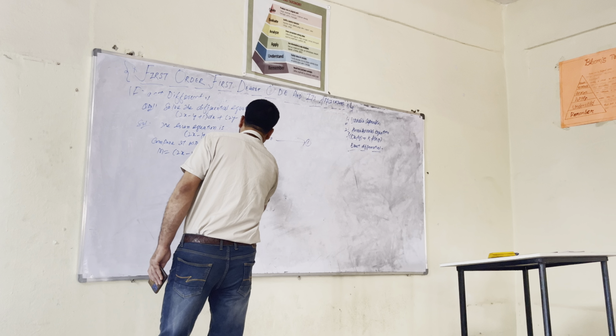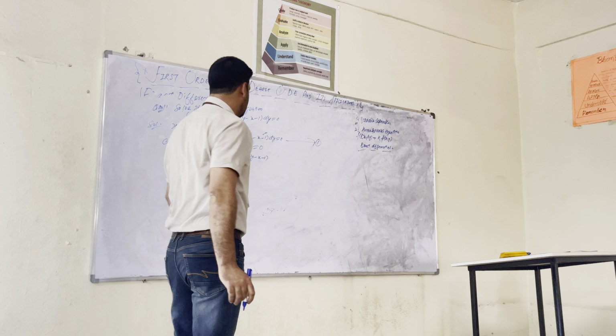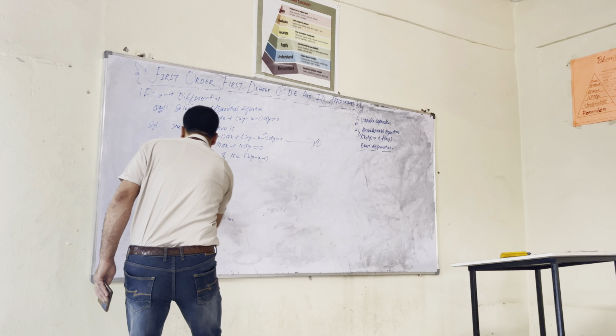Now dou m by dou y is equal to minus 1, because we are on partial differentiation, we are not on integration, we are on partial differentiation. That means we are keeping x constant, and dear students, dou n by dou x is equal to minus 1. So see that dou m by dou y is equal to minus 1, and dou n by dou x is also equal to minus 1.